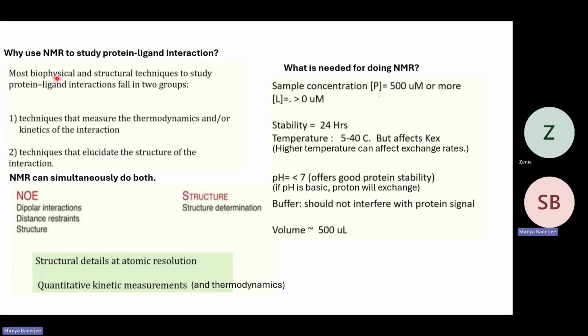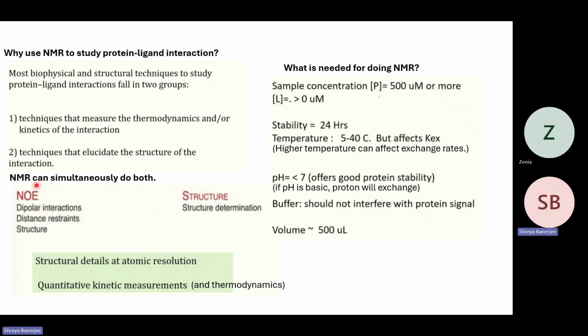Now, to come back to the previous question, why do we use NMR to study protein ligand interaction? Most biophysical and structural techniques to study protein ligand interactions fall into two groups: techniques that can measure the thermodynamics and/or the kinetics of the interaction, or techniques that can elucidate the structure of the interaction. NMR can simultaneously do both, which makes it a very good method to study these interactions, because one experiment is giving you all the information, be it thermodynamics, kinetics, or structure.